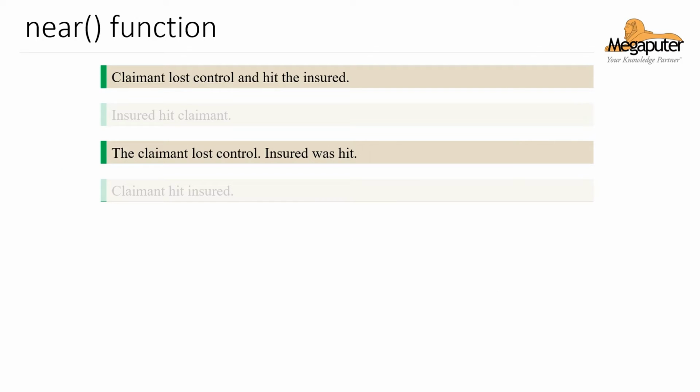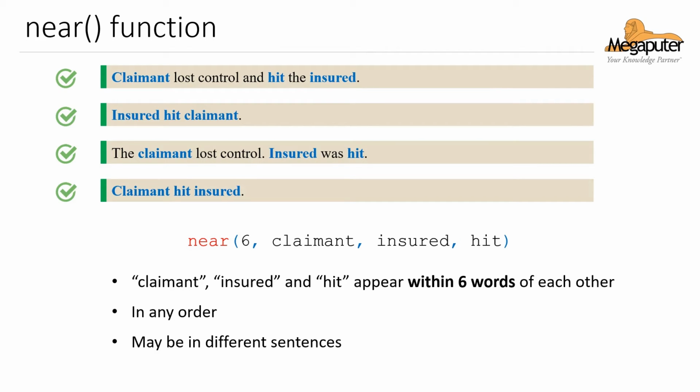For determining the distance parameter, we calculate the distances between the first and last function parameters in the first and third records, regardless of their order. In the first record, insured is the sixth word after claimant, and in the third record, hit is the fifth word after claimant. So in order to match both of these records, the distance parameter of the near function needs to be at least 6. Thus, this expression with the distance parameter equal to 6 now matches all records that we require.